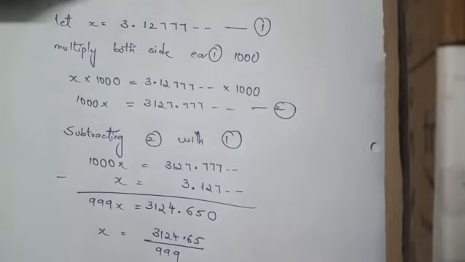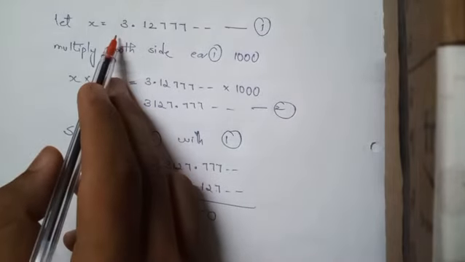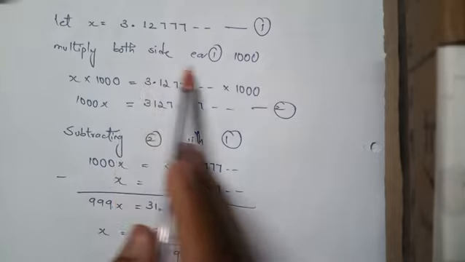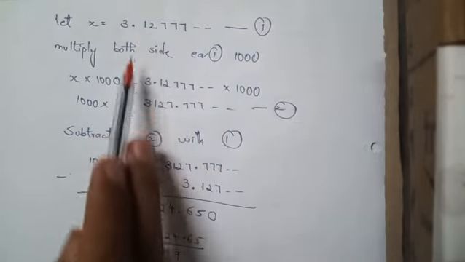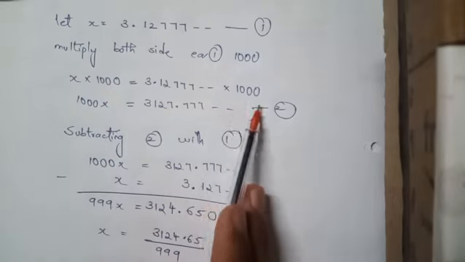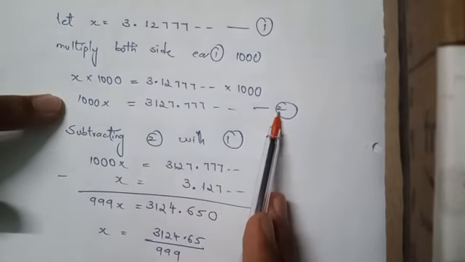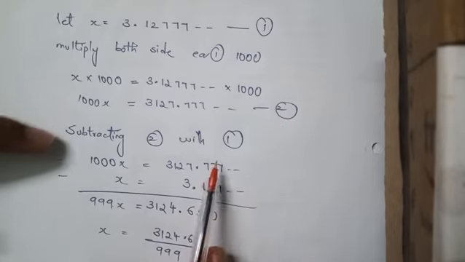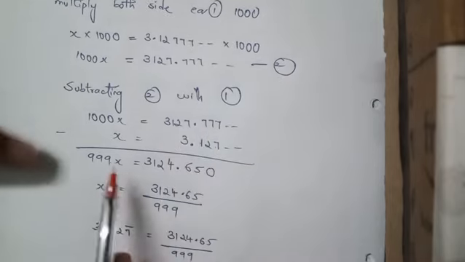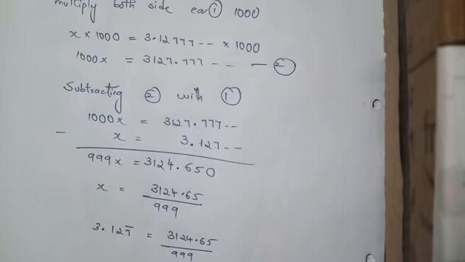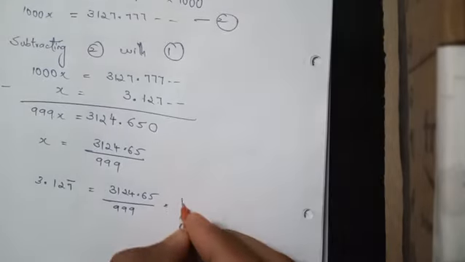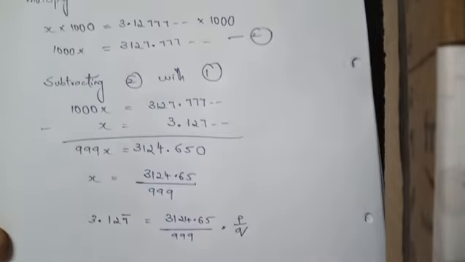First of all, we consider the equation as x and multiply it by 1000. It depends on the number of digits after the point. Now we do the multiplication, and after multiplication it is considered equation number 2. Then we subtract these two equations and send the value to the other side, and the x value is our answer in p by q form. So this is in p by q form.